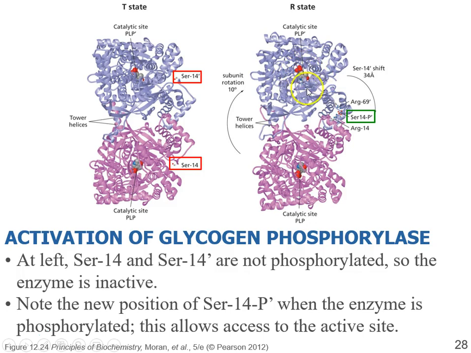So there's the active site right there. In this T form, the conformation is such that the enzyme can't work, but when you've got this huge conformational change that occurs once the enzyme is phosphorylated, now the active site can bind substrate and the reaction can occur.